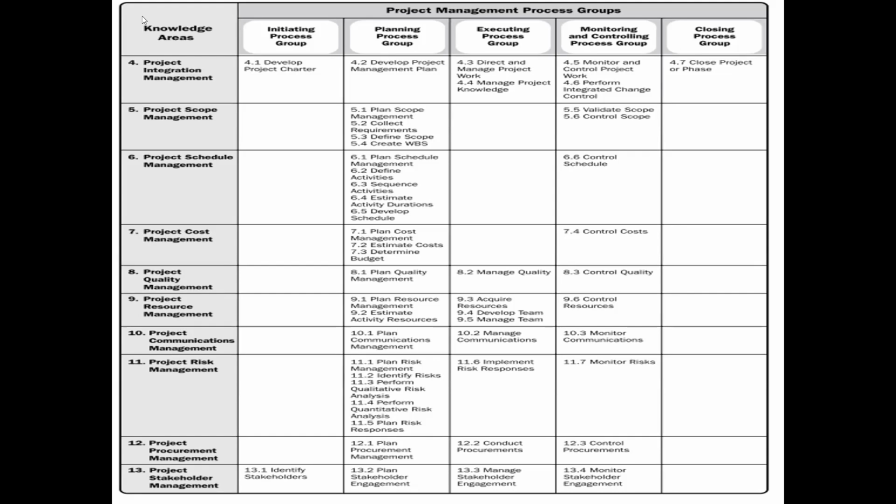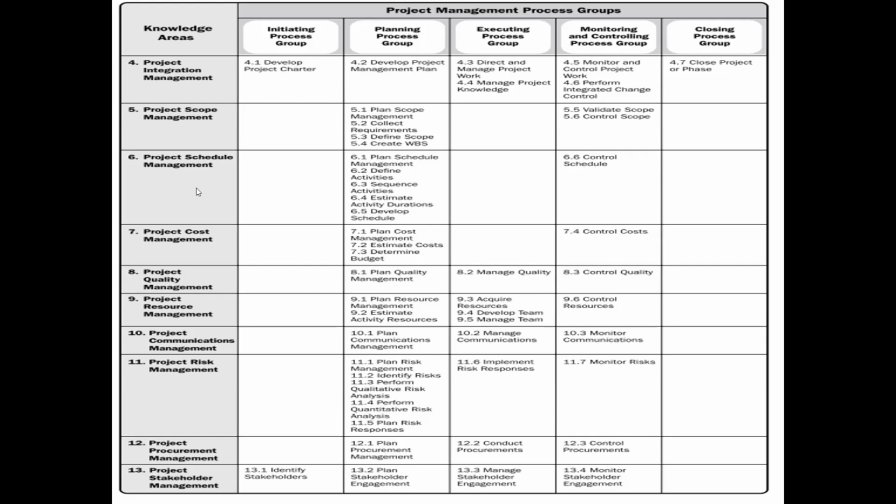So basically the PMBOK guide, the PMP, I'm talking about the PMP exam. The PMP exam consists of 10 knowledge areas on the extreme left column. Okay, 10 knowledge areas: integration management, scope, schedule, cost, quality, resource, communication, risk, procurement, stakeholder. And we have 5 process groups: initiation, planning, execution, monitoring and controlling, and closing. So we see here every knowledge area is involved in different process groups.